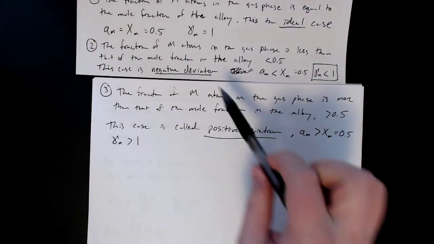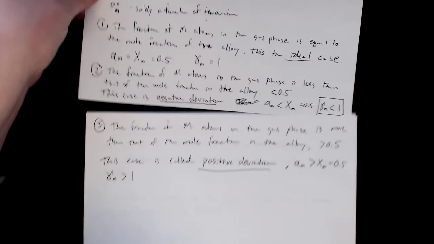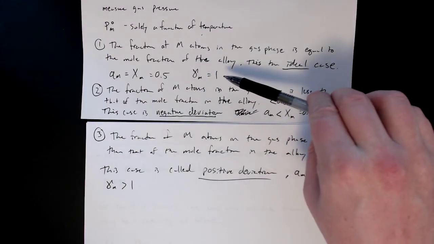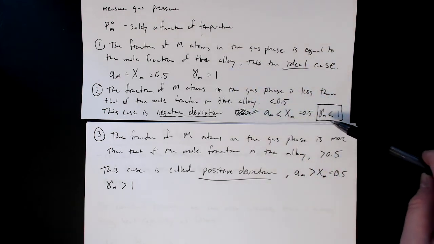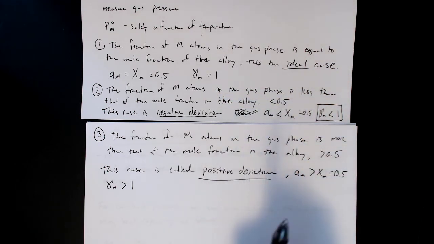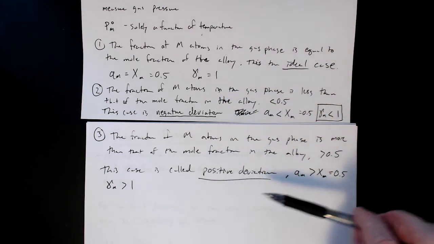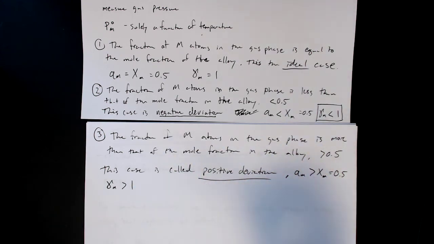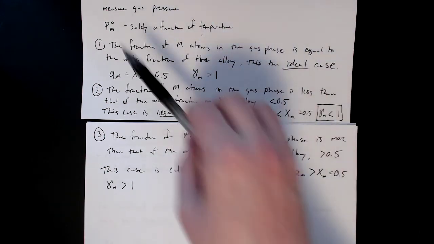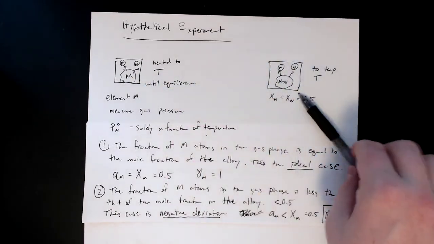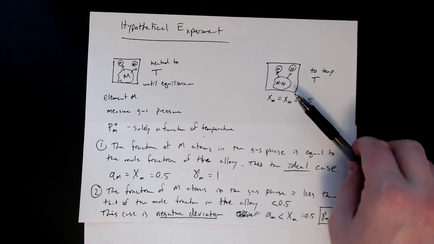And again, we're talking about these deviations because in our first example up here, right, ideal case, activity coefficient equals 1. When it's less than 1, there's negative deviation. M prefers to be in the solid. In this case, positive deviation greater than 1, and it prefers to be in the gas, right? So that's what it means when we talk about partial pressures. And we kind of envision this experiment up here that we had. And we compare something that's pure state to that in a mixed state like an alloy.